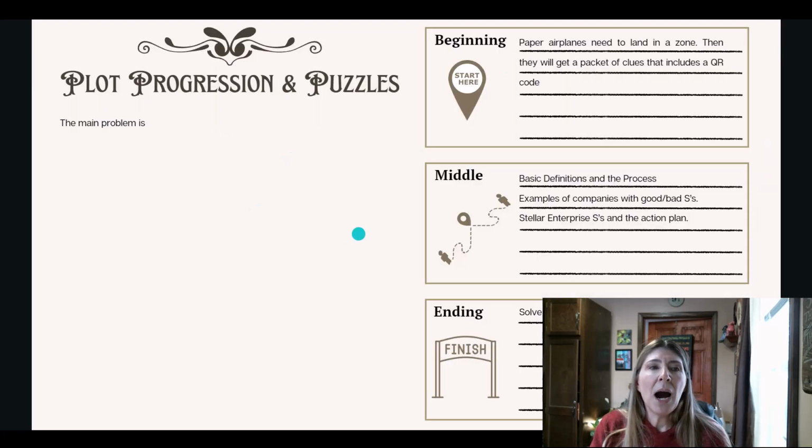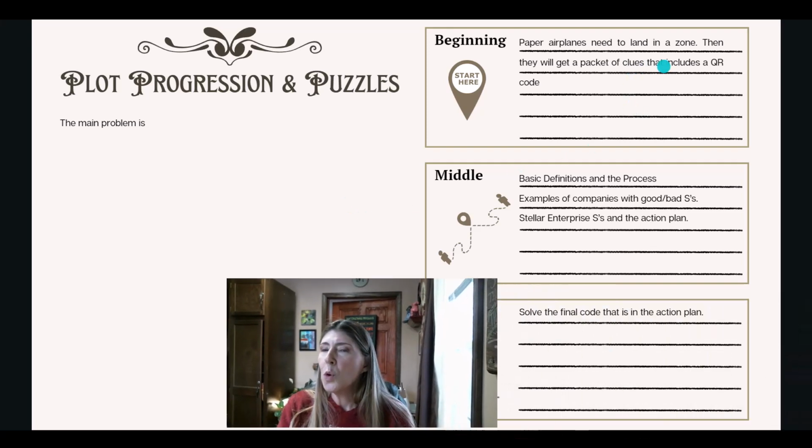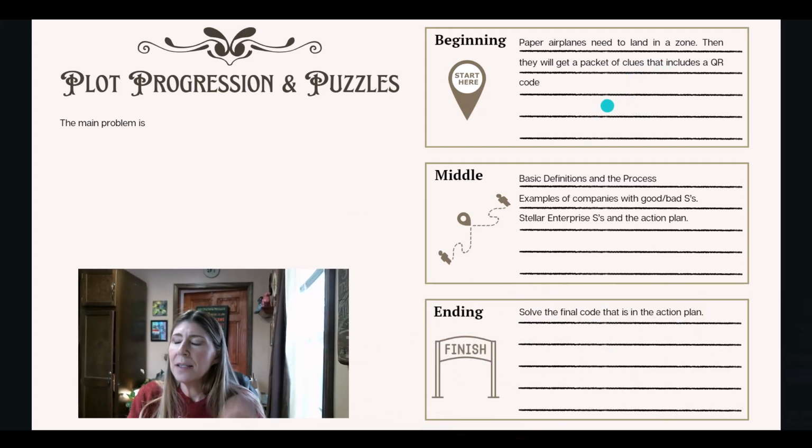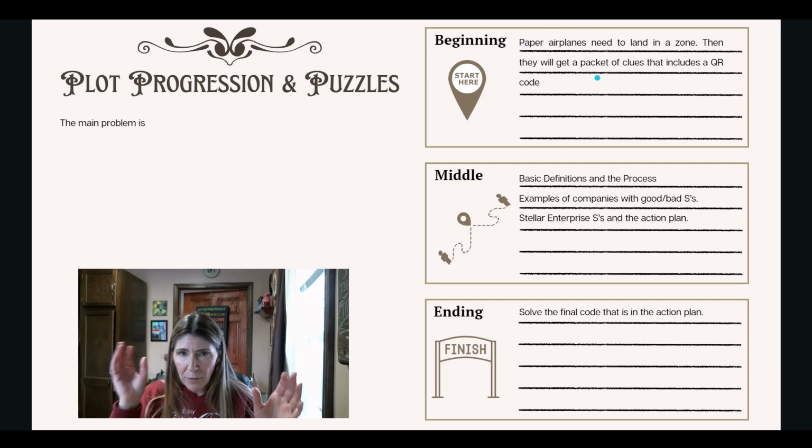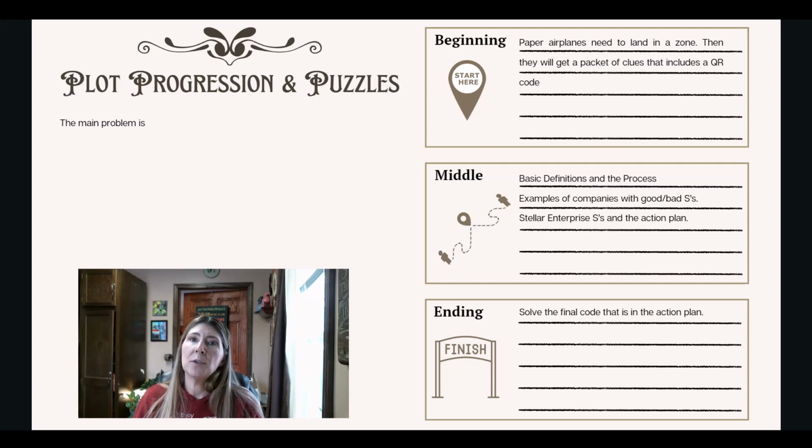Here is my plot progression for the McKinsey 7S. I'm going to have them land paper airplanes in a zone. So every team has to build a plane real fast and land it in a certain area before they get their supplies and can move on to the escape room. Then once they get their packet of things, the very first thing they're going to have is a QR code that's going to take them to a digital form. And the digital form will have all the codes.